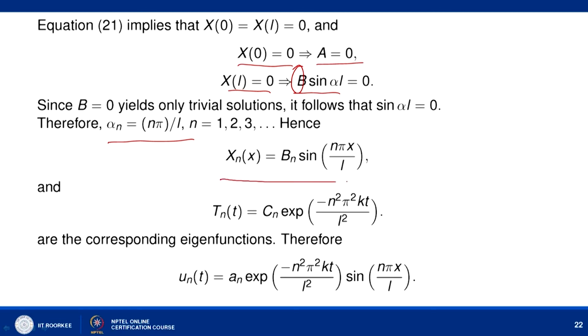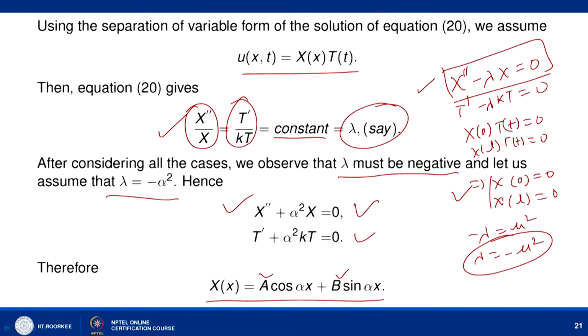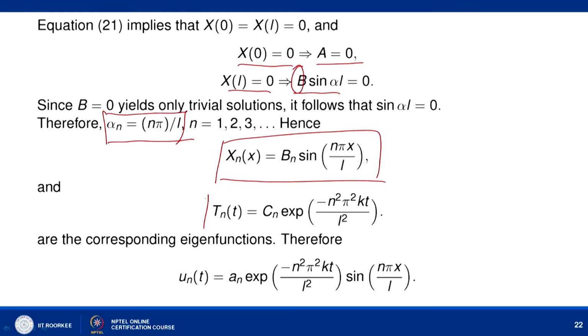So, we can write x n x as b n sin n pi x by l for each n. So, corresponding to each n we have a solution. So, we write the solution as x n x equal to b n sin n pi x by l. So, taking the value alpha n, we can solve the other equation, that is t dash plus alpha square k t equal to 0. So, we can write down the solution corresponding to that also, and we can write t n t equal to c n exponential of minus n square pi square upon l square k t.